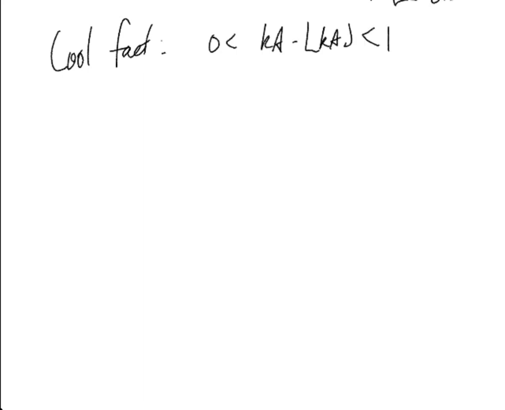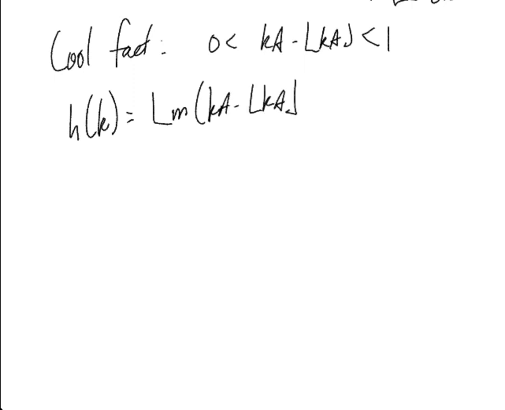So the cool fact is that ka minus the floor of ka is greater than 0 and less than 1. And therefore, we can define our hash function to be the floor of m times (ka minus the floor of ka). And so it's going to extract some fractional part and multiply by m, and then take the floor, and that will be our index into the array. And that's the multiplication method.